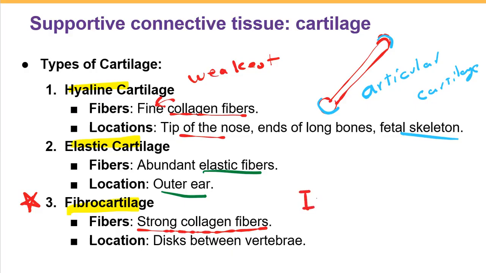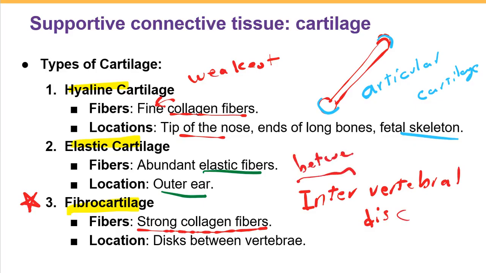This structure is called the intervertebral disc. So the intervertebral disc is the structure found between vertebrae, as inter means between. That should be very strong as all of our weight passes through our spine. So that is made up of fibrocartilage.